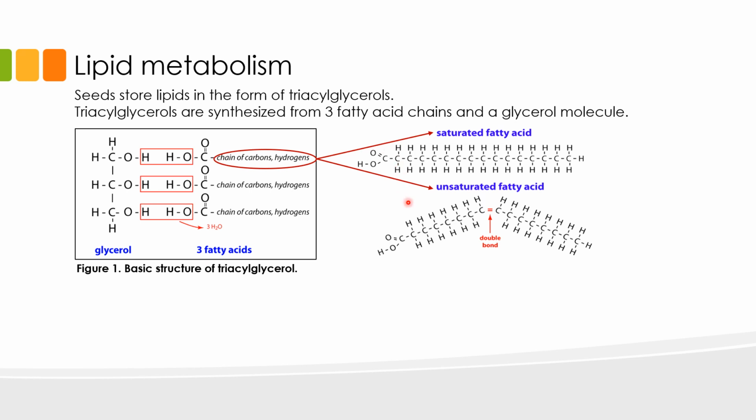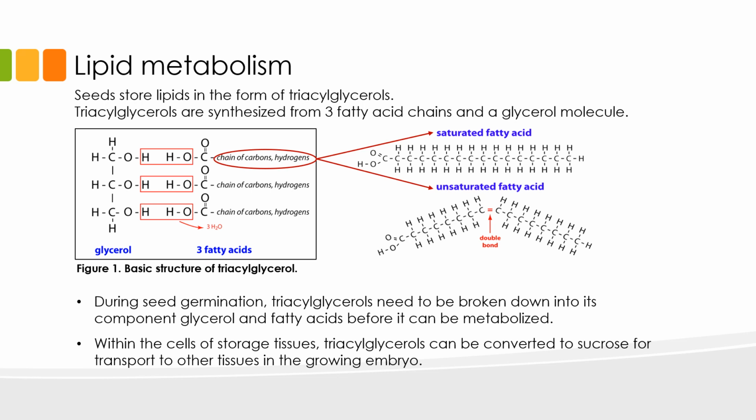Now below, we can see a carbon chain having two carbons attached to each other with double bonds, here and here. Because these two carbons have double bonds and are not saturated with hydrogen, we describe this fatty acid chain as unsaturated. During seed germination, triacylglycerols need to be broken down into their component glycerol and fatty acids before they can be metabolized. Within the cells of storage tissues, triacylglycerols can be converted to sucrose for transport to other tissues in the growing embryo.